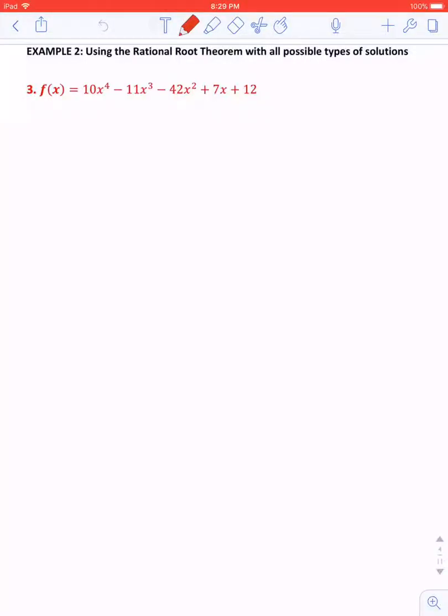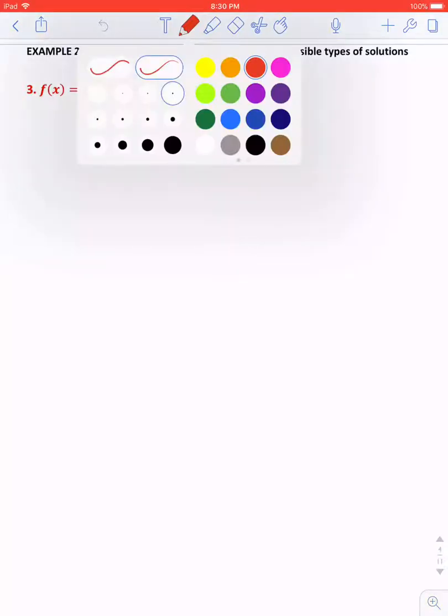Okay, so we're continuing to work through the rational root theorem. We're going to do some with all possible types of solutions. So we're going to start having whole numbers, fractions, using quadratic formula to have some irrationals, all that good kind of stuff in there. So these are going to be longer, a little more intensive, but I want you to see that we can use that four-step process even on the long ones. Alright, so I still need to do all of my steps the same though.